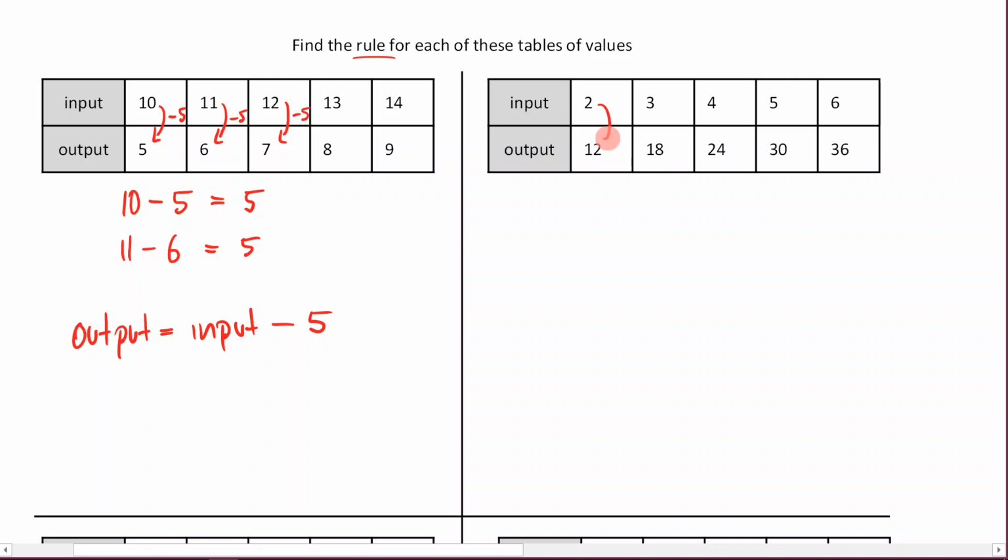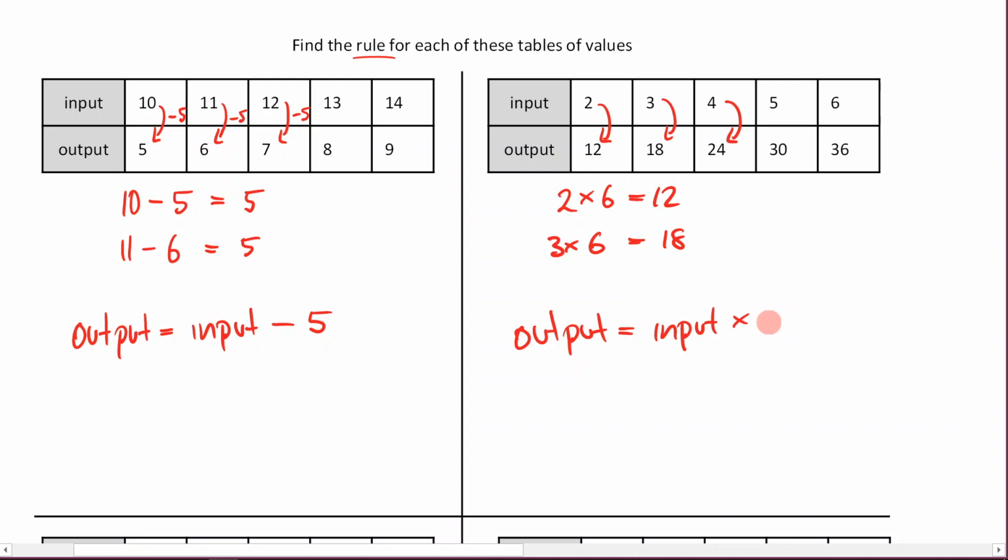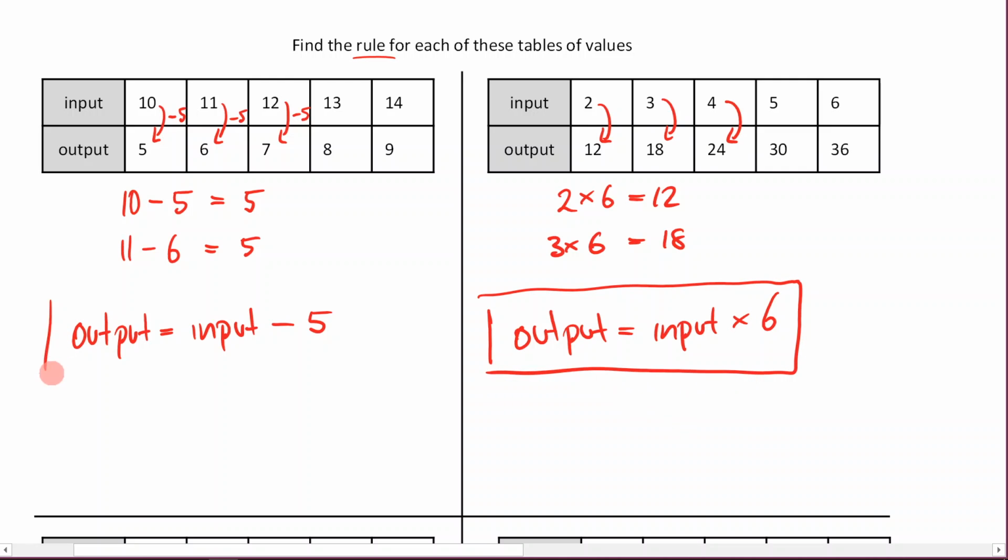Here I have 2, here I have 12, here I have 3, here I have 18, here I have 4, here I have 24. Well, it's quite clear that 2 times 6 is equal to 12. 3 times 6 is equal to 18. So what I'm doing here is I'm taking my input, and I'm multiplying it by 6. And that would be my rule. So my output equals my input times 6.